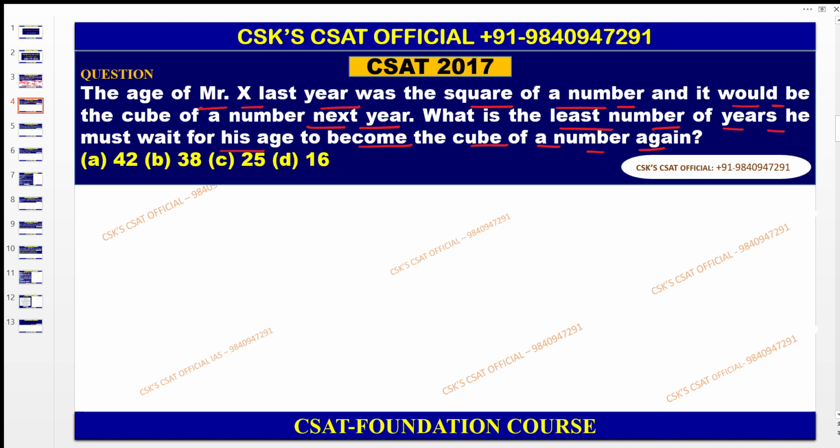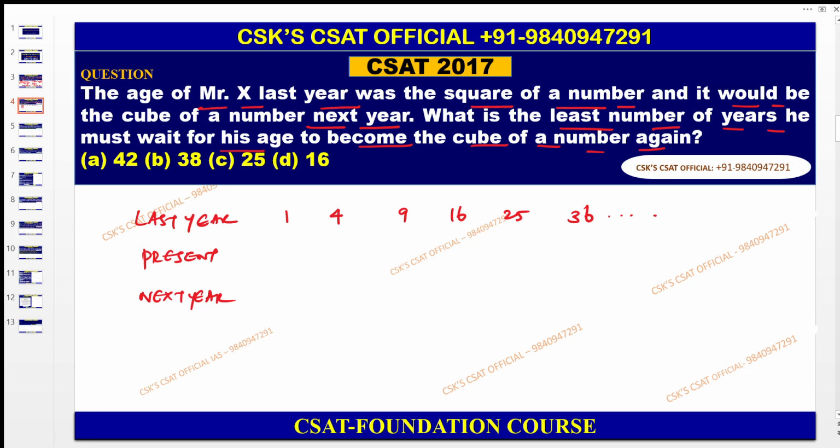The first thing, focus on the last year. So this is last year, this is the present, then this is the next year. Read the question carefully. Mr. X's age last year was the square of a number. Square of a number means 1 square is 1, 2 square is 4. So these are the possibilities: 9, 16, 25, 36.